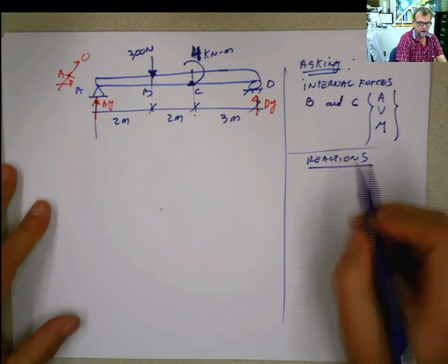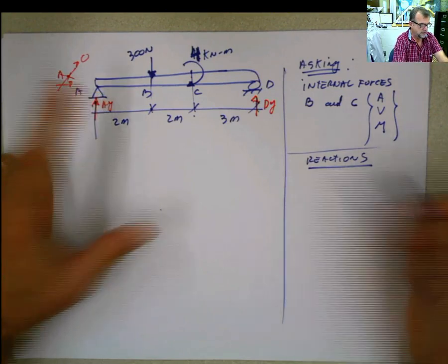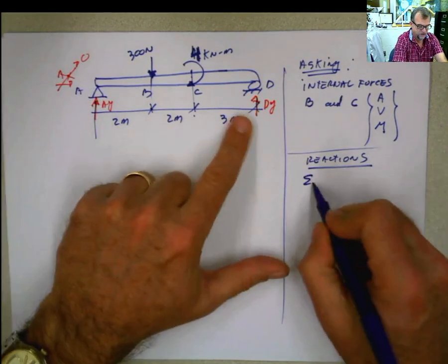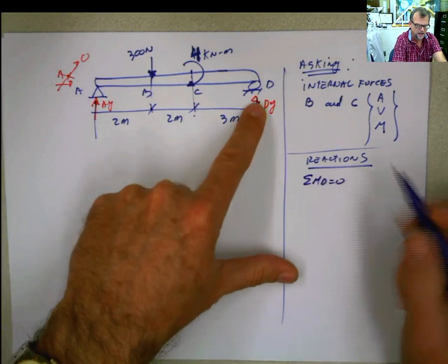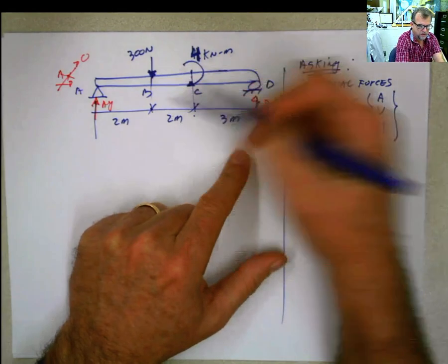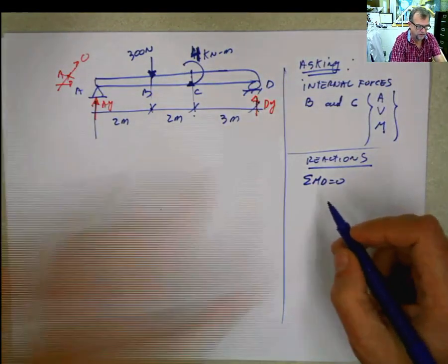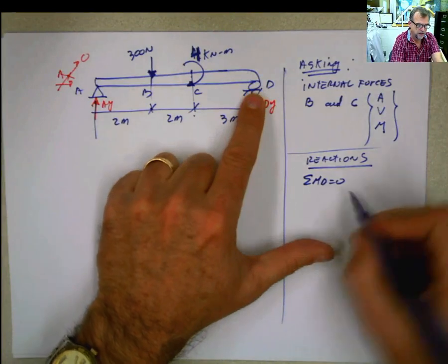So DY. I do summation of moments, let's say at D. Summation of moments at D equals 0. Why at D? Well, because I don't even want to calculate DY. I'm going to use the other side of the beam or whatever. You can do it at A, you can do it at B. Summation of moments at here equals 0.